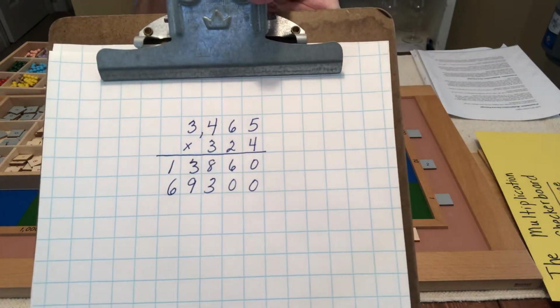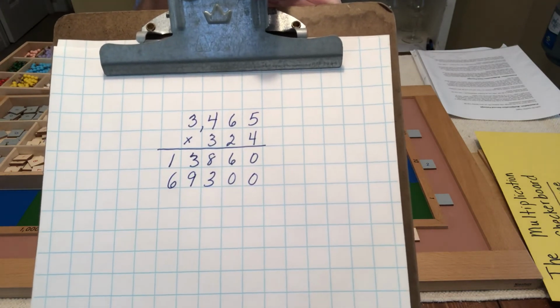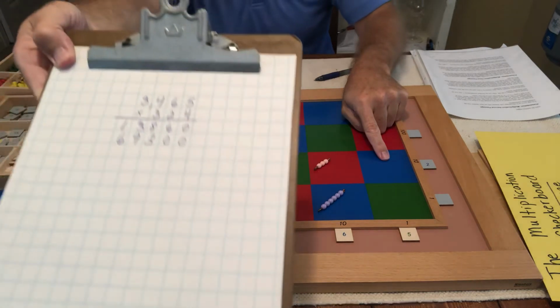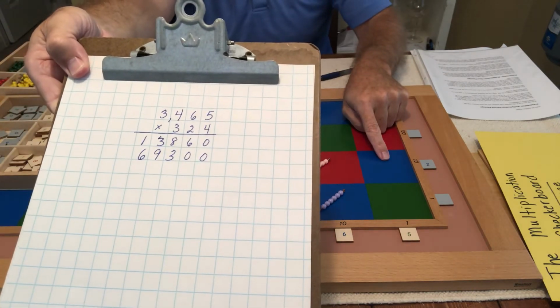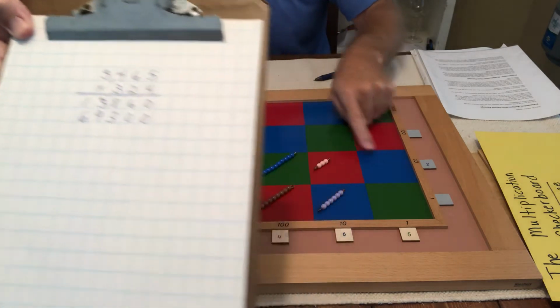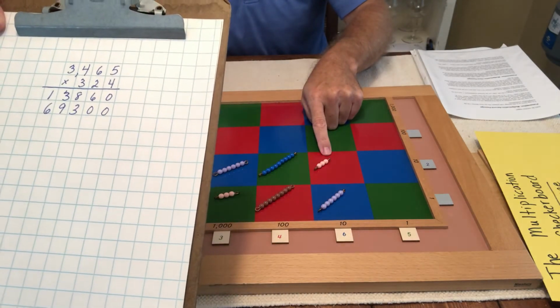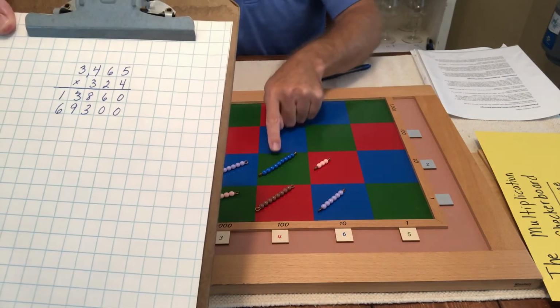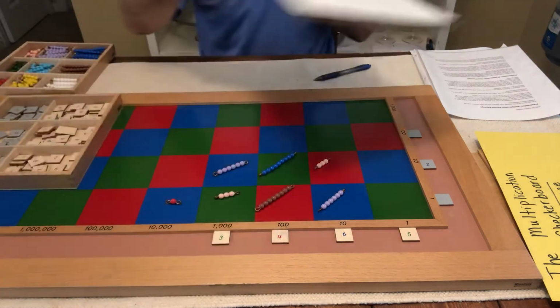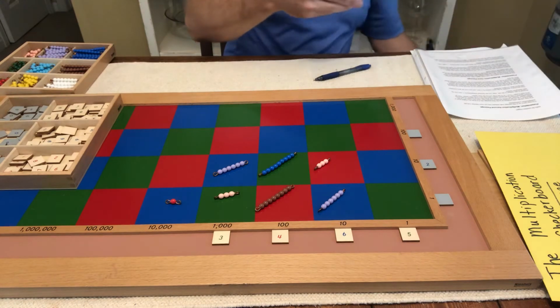69,300. Make sure you have a 0 in the ones place. Make sure you have a 0 in the tens place. This is the tens place. There should be a 0 there. Make sure you have a 3 in the hundreds place, 9 in the thousands, 6 in the 10,000s, just like it looks on the board.